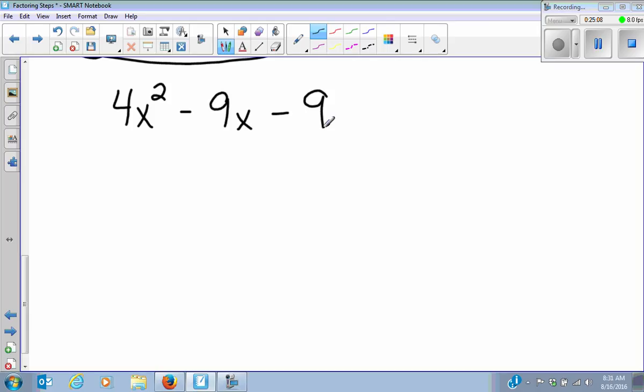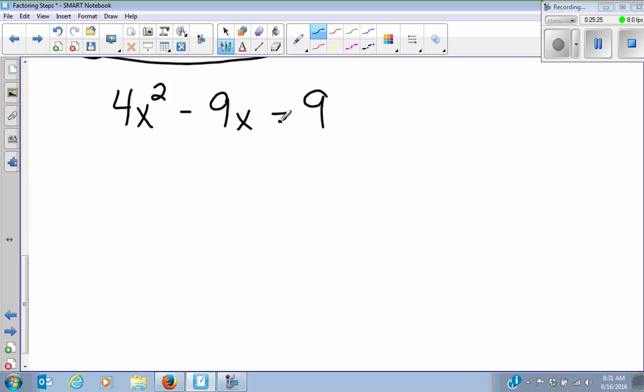How did I change this problem? You have two negatives. There's a negative right here, isn't there? Which had always been a plus sign. So does it change our beginning steps? What do I still look for first? GCF. Do these guys have anything in common?